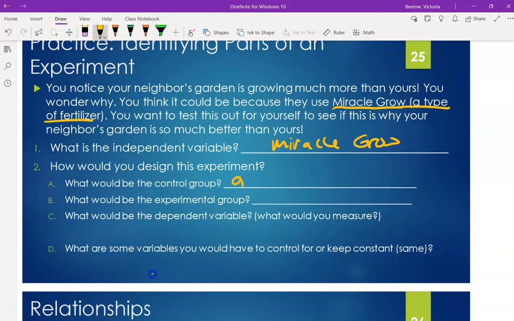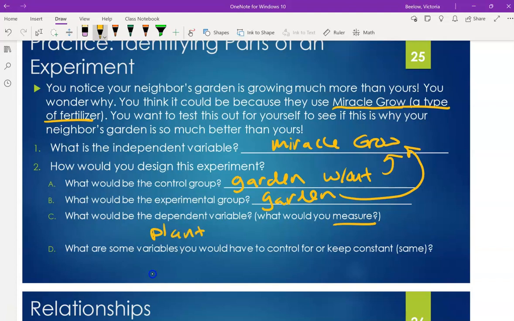The control group would be, we're talking about gardens here. So you would probably have 2 gardens that you're using, not the neighbor's garden, right? You're doing your own experiment here. So the control group would be then the garden if they're not getting the independent variable. So this would be without the Miracle-Gro, without the fertilizer, versus the experimental group would be the one that is getting the fertilizer.